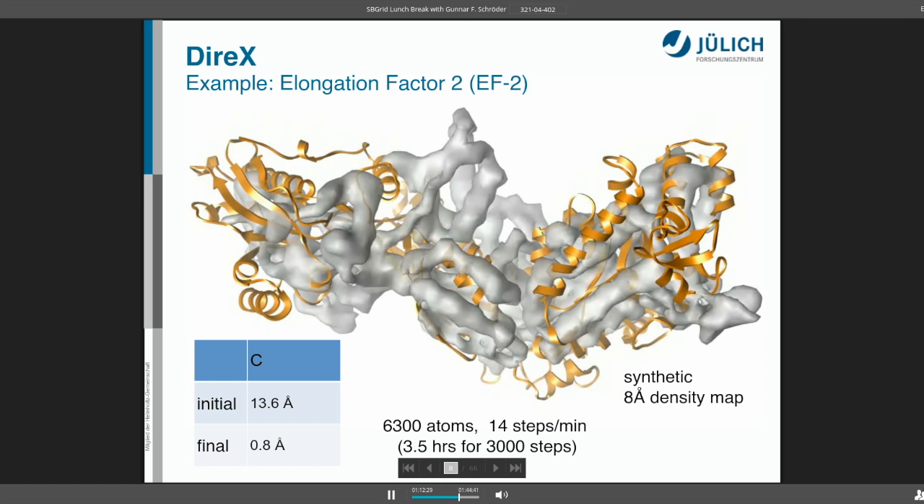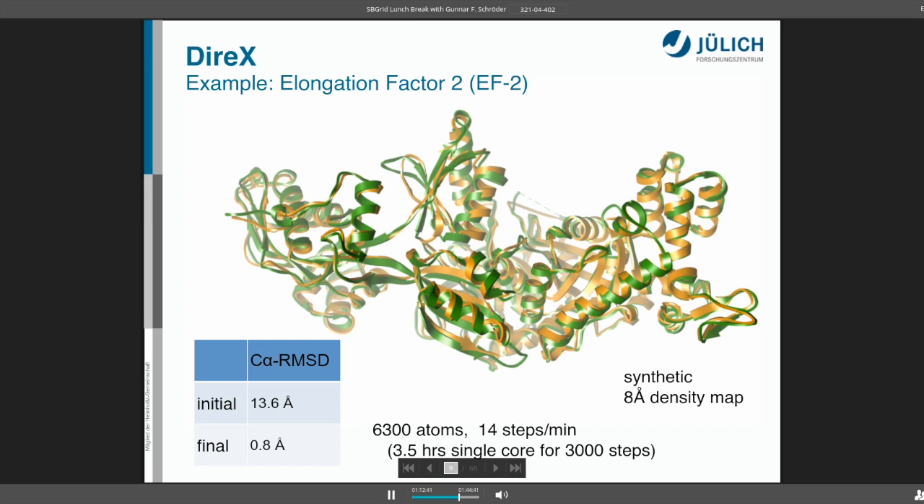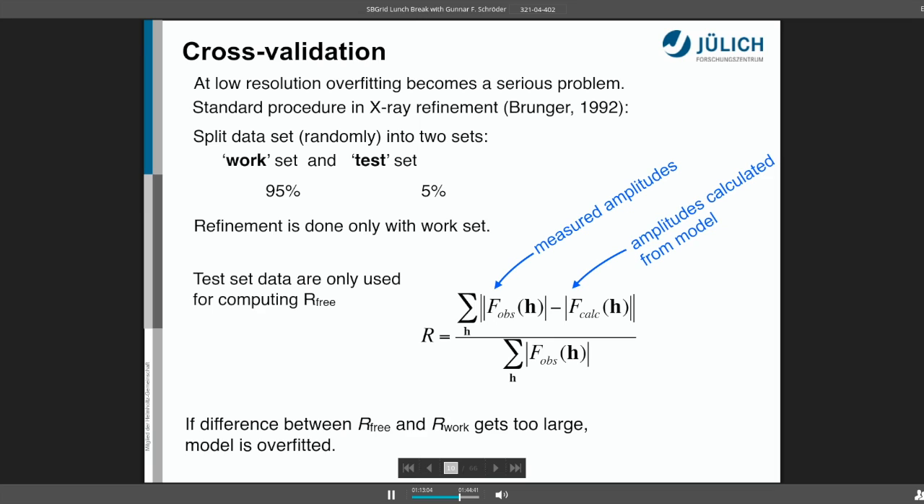So this is an initial RMSD here of 13 angstrom. This is one conformation, and we have a map of that protein here in another conformation, and then we run DireX. It fits very well. This is not really a miracle here because this is a simulated density map without any noise. So it just shows you the type of motions that can be described with DireX. So it has quite a large radius of convergence and can also be used directly to fit such kinds of structures.